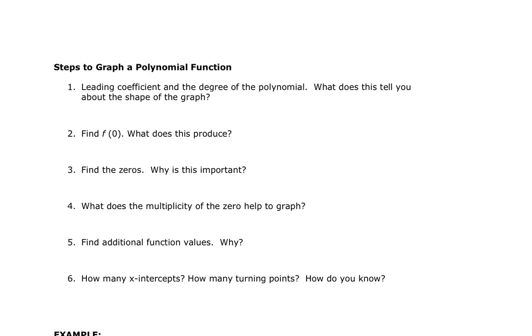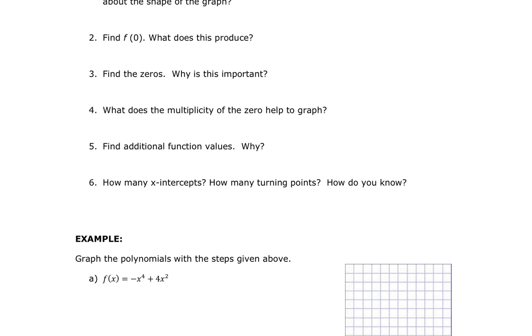Here are the steps to graph a polynomial function. Look at the leading coefficient and the degree of the polynomial. What does that tell you about the graph? Think about that. Find f of 0. What does that give you? Find the zeros. Why is finding the zeros important? What does a multiplicity of the zeros do to help us graph? Find additional function values. Why? Well, I'll answer that one because we haven't done it yet. It kind of gives you a better shape of what's going on between the zeros, between the intercepts. And how many x-intercepts and how many turning points do you expect, and how do you know?